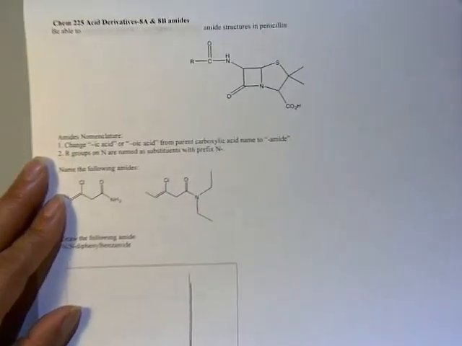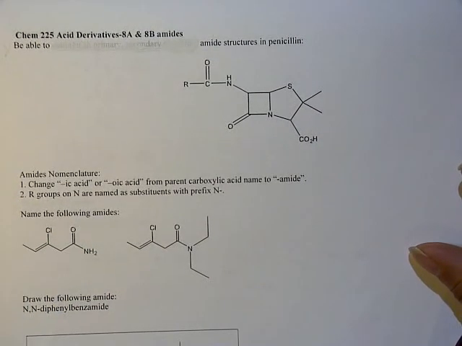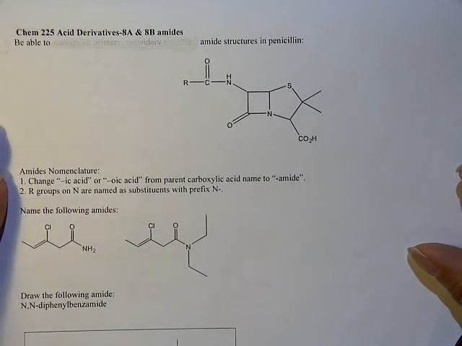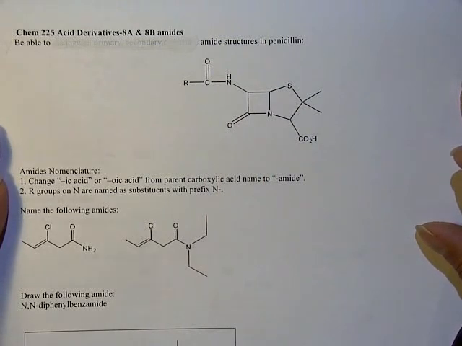Hi, this lecture is going to be on amides, next two lectures, and this is going to be the last acid derivatives that we're going to be talking about. Remember way back when we started talking about acid derivatives, we looked at the functional groups and what they look like. So your first goal for this lecture is, given a structure, to be able to recognize the amide functional group. So here's a structure of penicillin, which is a compound that we're going to be talking about later on.